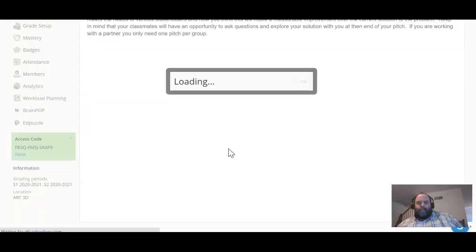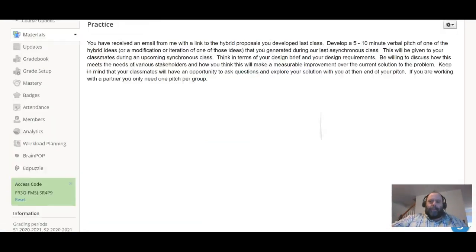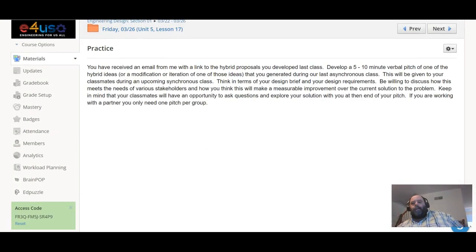And then it says to develop a 5 to 10 minute verbal pitch of one of the hybrid ideas or a modification or iteration of one of those ideas. So if it's not a completely baked idea, that's fine. You can go and do some modifying so that it can become something that you can talk about for 5 to 10 minutes that you generated during our last asynchronous class.